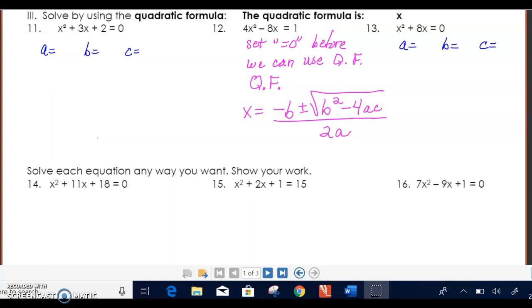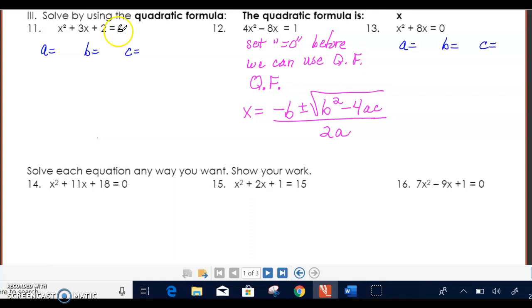Let's continue our work with solving quadratics with this portion of the worksheet where we're going to use the quadratic formula. And remember, the quadratic formula can be used on any of these quadratics. But one thing we have to make sure is our quadratic is set equal to 0 before we do anything. So if I'm using the quadratic formula, I must have it equal 0. I would have to take the 1 over on this side to have it equal to 0 before I could use the quadratic formula. All right, so let's work on that.